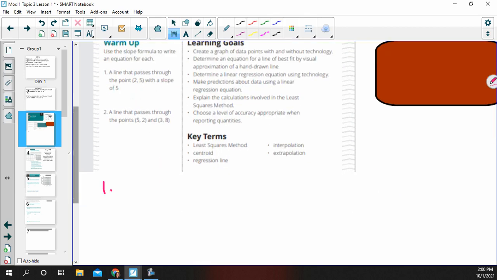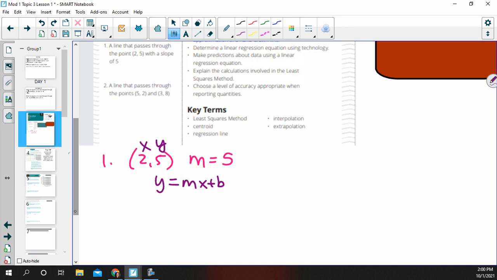Okay, so the first one, I'm giving you the point (2, 5) and the slope of 5. Remember, slope is the same thing as m. It means the same thing. So I'm going to go into my slope-intercept equation. What I like to do is label everything. So I have my x, I have my y, and I have my slope, which means the thing that is missing is my b. When I go to plug it in, I'm going to plug in my x, my y, and my b.